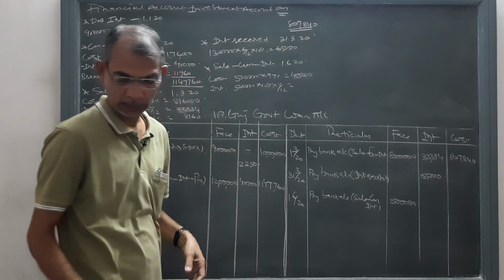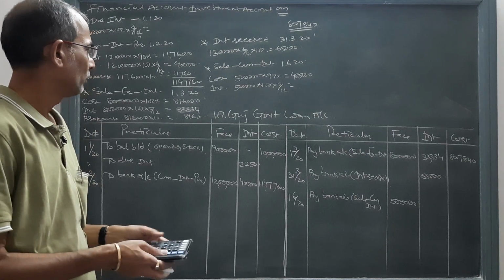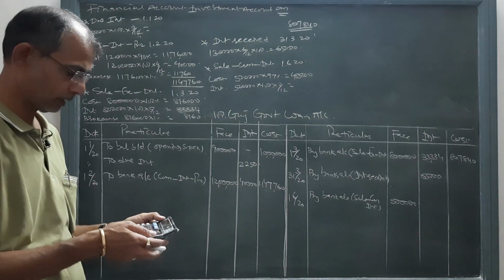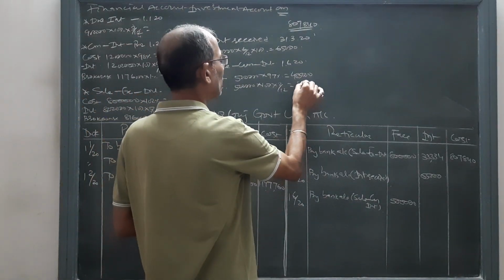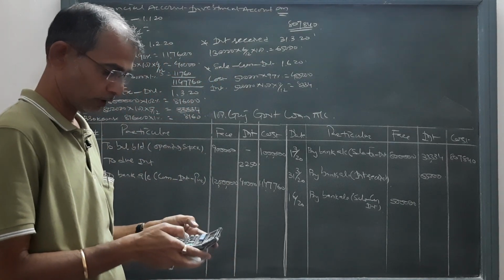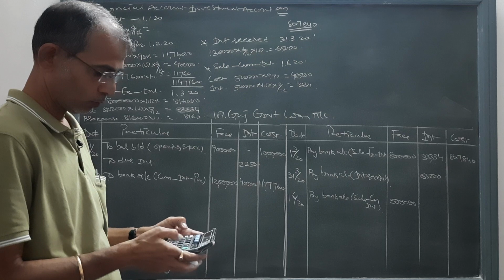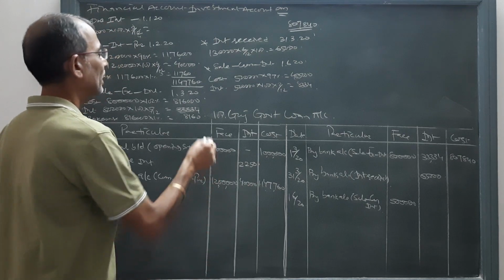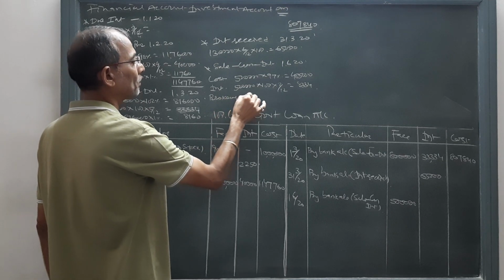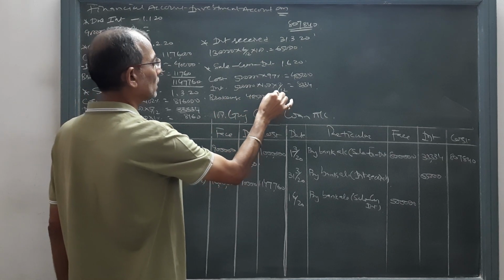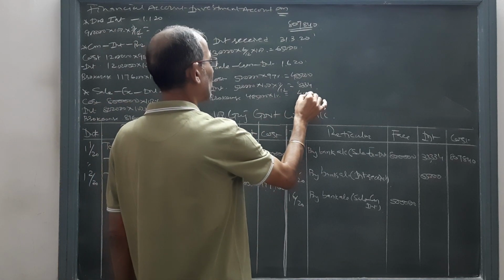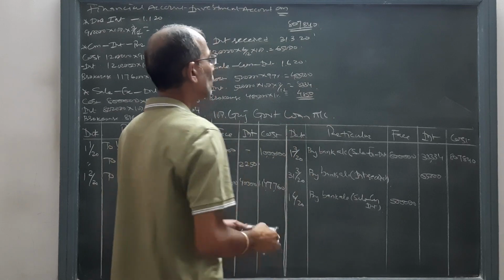For 1 month, that is 50,000 divided by 6, 8,334. 5 lakh into 10% into 2 divided by 12. Brokerage: 4,85,000 into 1%, that will be 4,850.